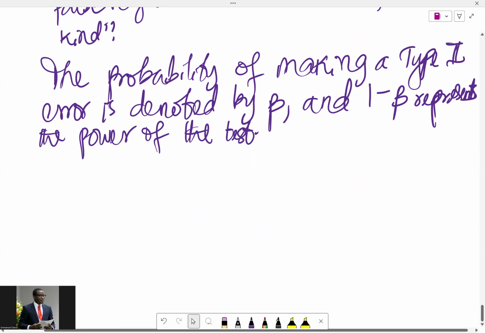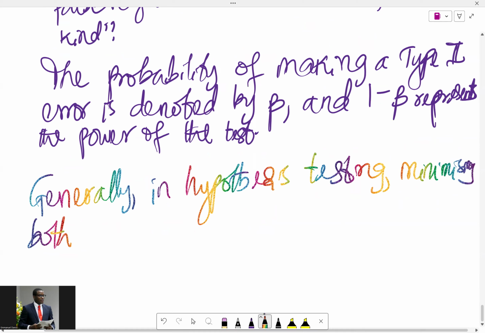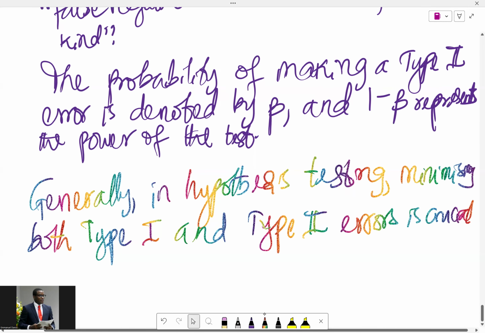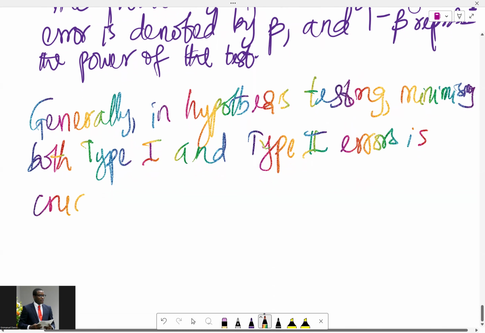So generally speaking, in hypothesis testing, minimizing both type 1 and type 2 errors is crucial for accurate conclusions.